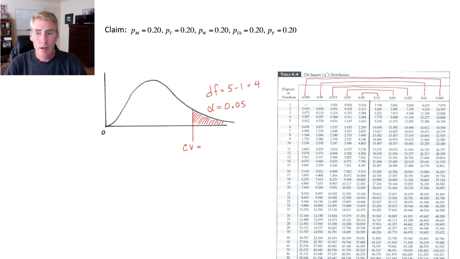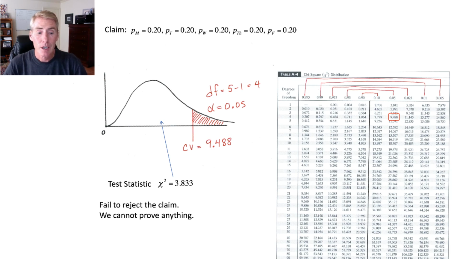Then get to table A4, and we're only going to be using the right side over here. So this is 0.05, so use this column, and then go down to where degrees of freedom is 4, and the magic rectangle says the critical value is 9.49. Now when I did that formula on the previous page, the test statistic turned out to be 3.833, and that lands right about here, which means we cannot reject. So in fact, we cannot prove anything in this particular case.